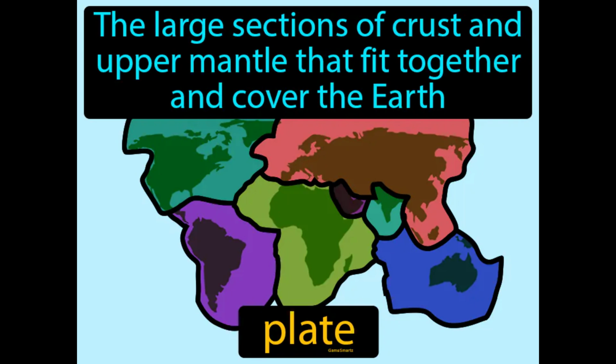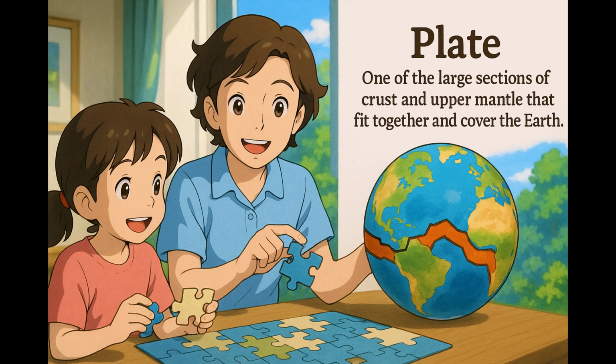One of the large sections of crust and upper mantle that fit together and cover the Earth. Plate. In simple terms, a plate is a huge moving slab of rock that makes up the Earth's surface. Imagine trying to assemble a jigsaw puzzle where each piece is unique in shape and size, but together they form a complete picture. This is similar to how the Earth's plates, which are large sections of the crust and upper mantle, fit together to cover the planet's surface.